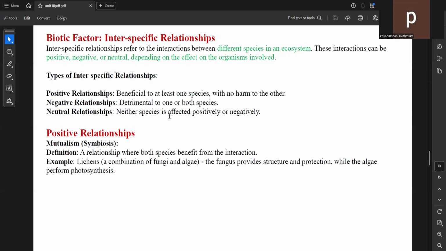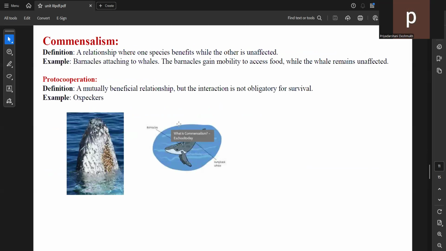The next one is commensalism. Here, it is the relation where one species benefits while the other is unaffected. For example, barnacles attaching to whales. The barnacles gain mobility to access food while the whale remains unaffected. So the formation of barnacles on the whale does not affect the whale, but the barnacles get to move from one place to another with the help of the whale.